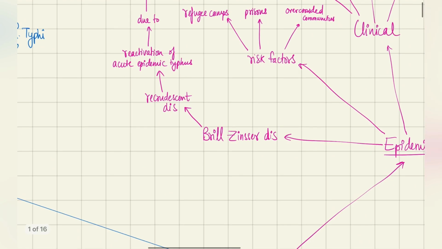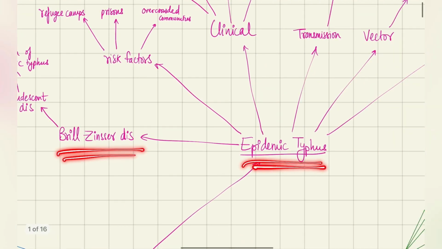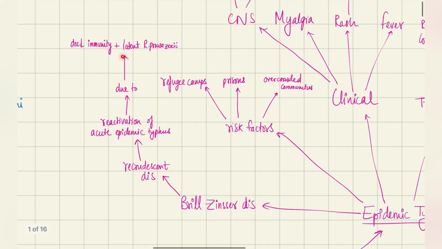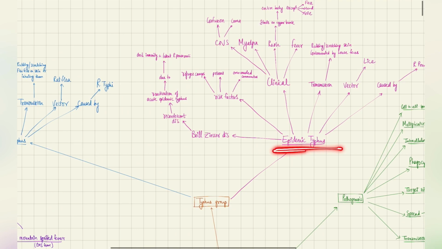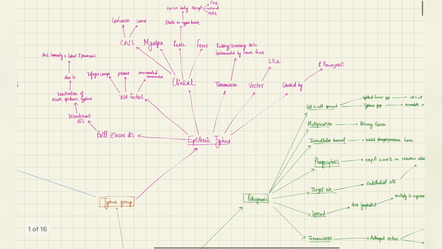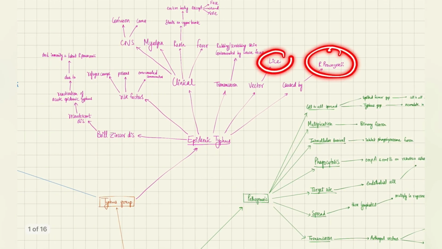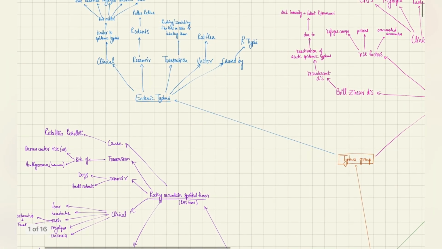If you want to remember, this is an extra point with epidemic typhus, where the latent Rickettsia will again come and cause the disease, epidemic typhus. So this is epidemic typhus. The points to remember: caused by Prowazekii, the vector is lice, and transmission is by rubbing on the skin or on abraded skin, through the louse feces. Clear? Next, let's go to the endemic typhus.